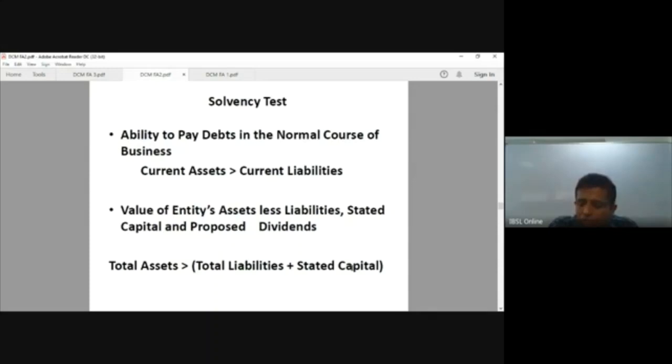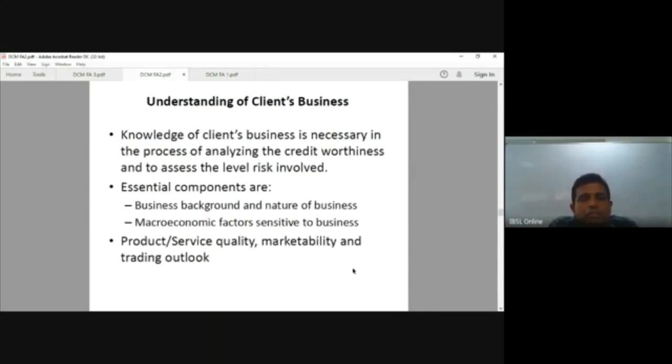Right. With this background, we will do a scenario analysis also in a later stage. How do you calculate the solvency test? Up to now, if you do have any question, you can raise.